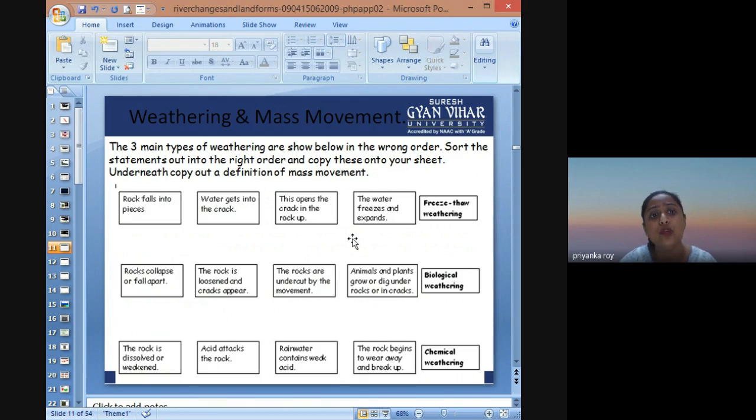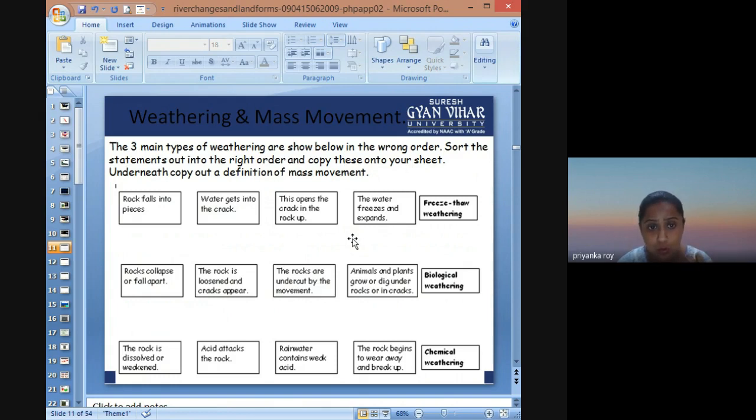Rock falls into pieces. Water gets into the cracks, opens the cracks and widens them further, and when the water freezes it expands. So the weathering process can be climate based. When water freezes in these cracks and crevices, it expands, cracking the rock further.